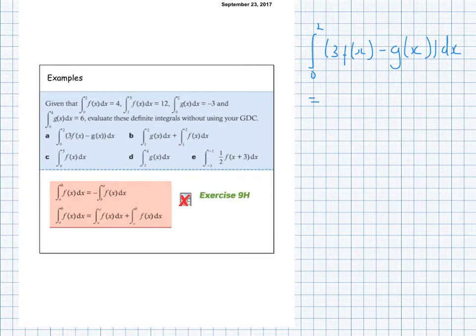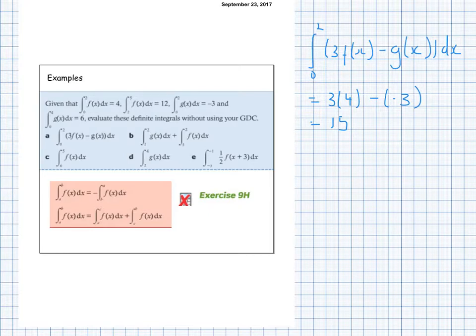So all we need to do is to use those properties. We know in this case we've got 3 lots of f of x, so this is going to be 3 lots of 4, subtract g of x, which is -3. So negative, just be careful with that. All we're doing very simply is using the values that we know because we have the same boundaries in this case. So I've got 12, add 3, is going to give me a value of 15.